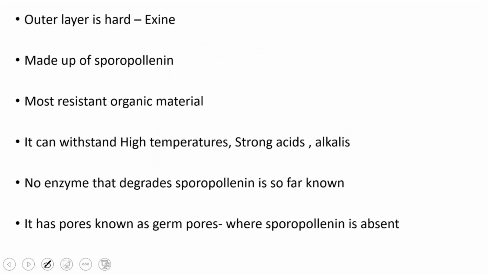Let's discuss the structure. Pollen grain is made up of two layers. The outer layer is very hard and is called exine, and it is made up of sporopollenin. Sporopollenin is the most resistant organic material. It can withstand high temperature, strong acids and strong bases also. And no enzyme that degrades sporopollenin is so far known, and it has some pores, as we discussed here.